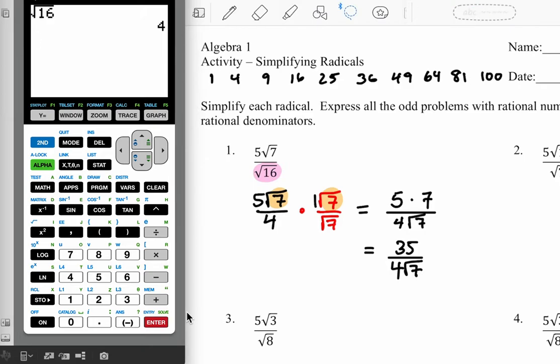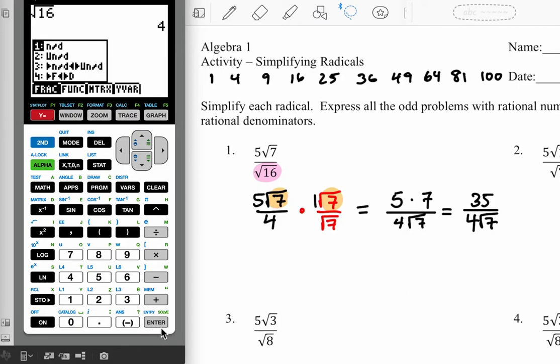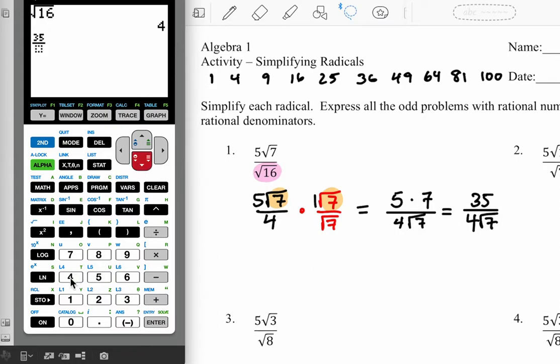It doesn't look very simple, but I can't simplify the rational numbers any further. If you're ever unsure about that, you ignore the radicals. I got a 35 and a 4. Go into your calculator, alpha y equals, get that fraction tool, type in the 35, type in the 4. Like I said, ignore the radical. It didn't simplify it, so it can't be simplified.